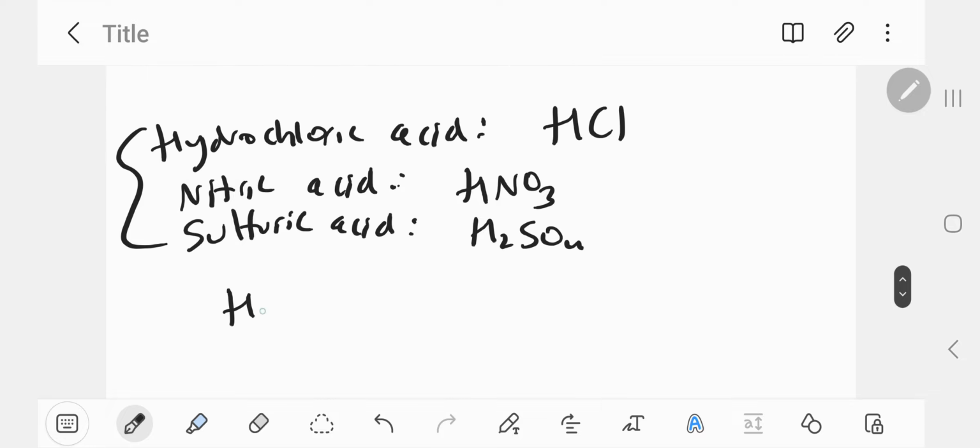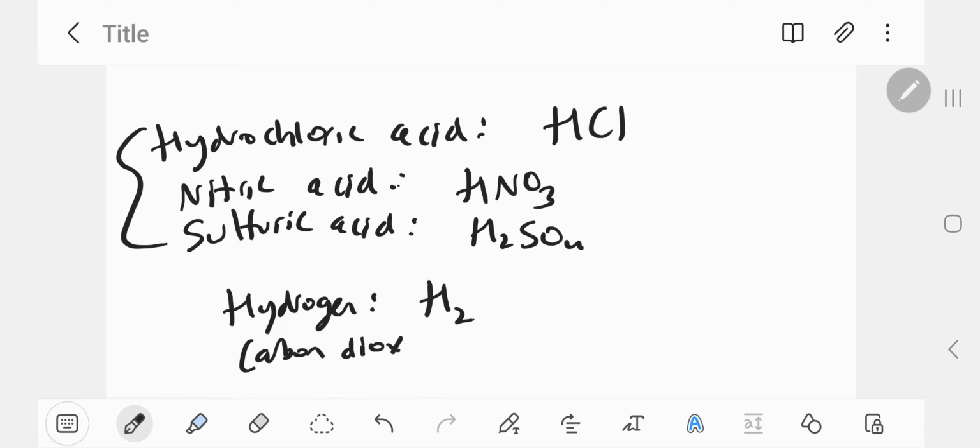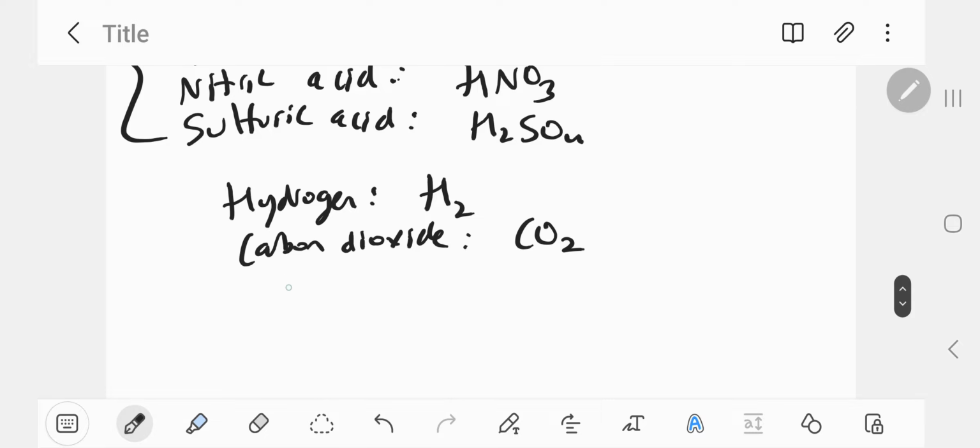You need to know hydrogen. It exists as a diatomic substance. Diatomic means there's two atoms, H2. Carbon dioxide is CO2. Just think of CO2 emissions. Okay, that means carbon dioxide. And water is H2O. That's the main take-home message.